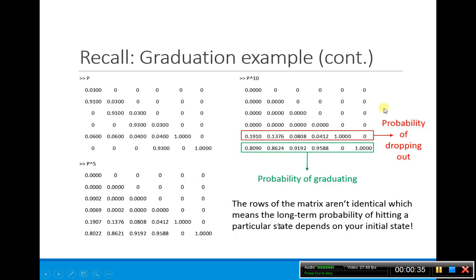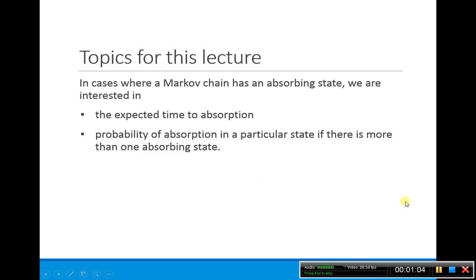Last time we calculated the long-term probability of being in one or the other of these states. Here the red one was the probability of dropping out, and the green one was the probability of graduating, and these depended upon whether I was a freshman, sophomore, junior, or senior. So which class they were in at the time determines how likely they are to get to one of these two absorbing states.